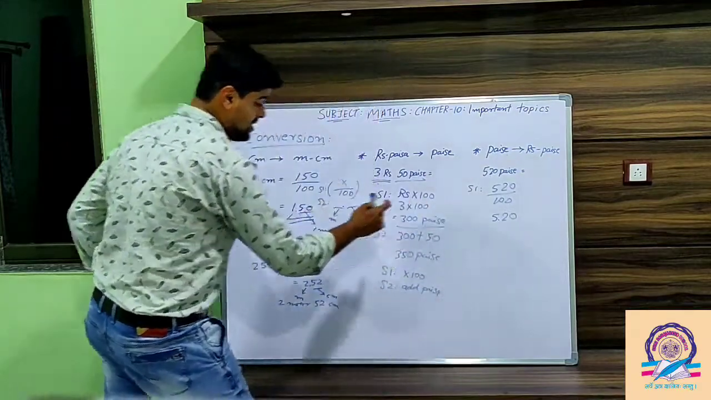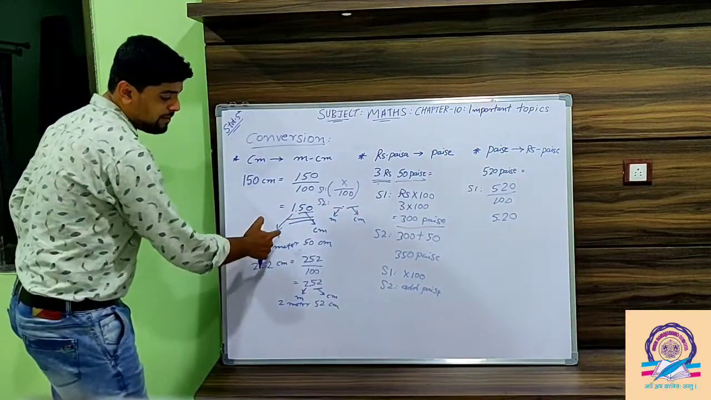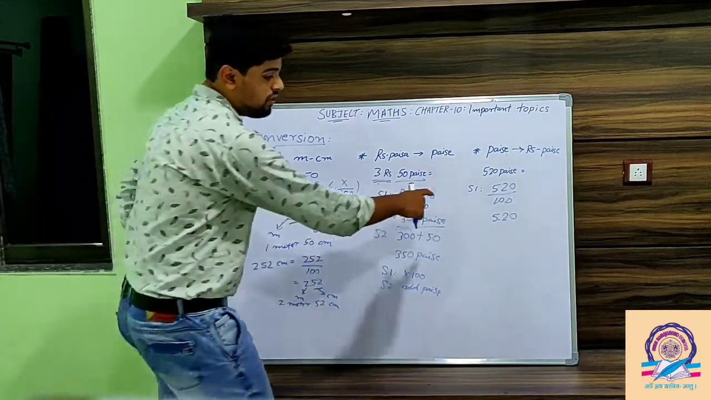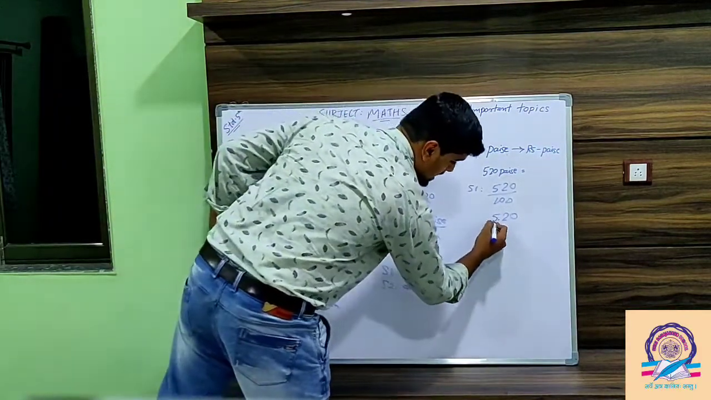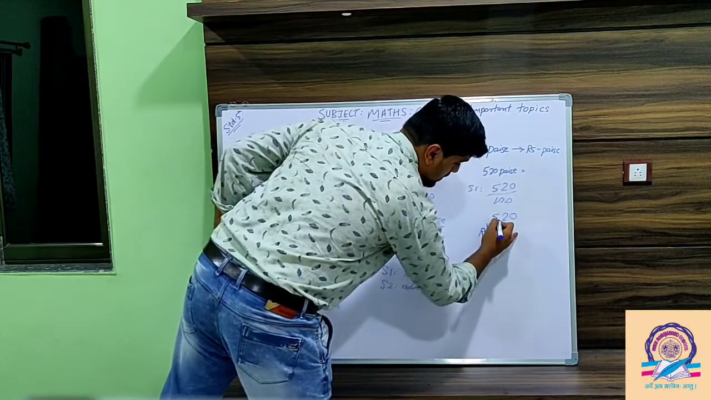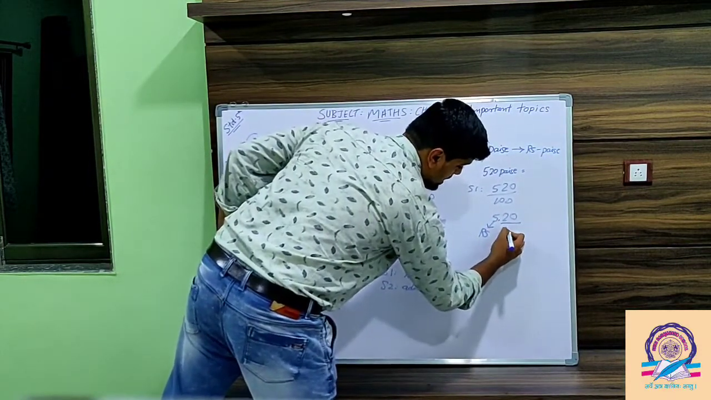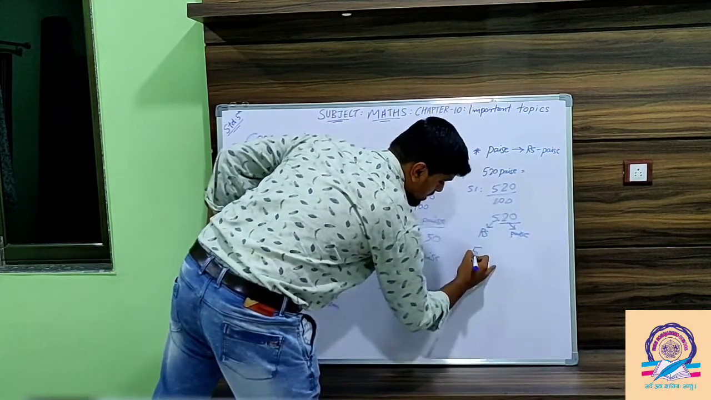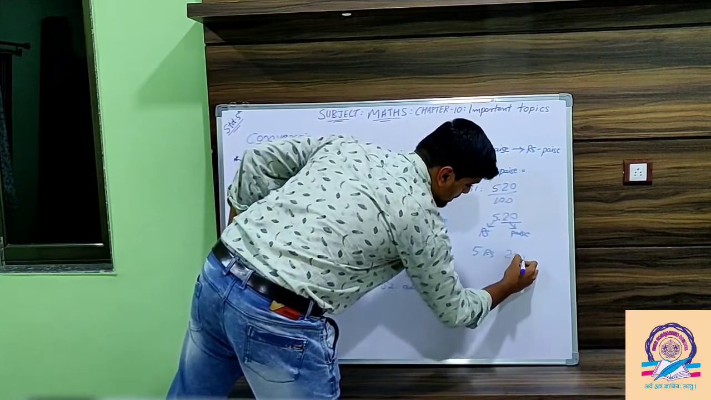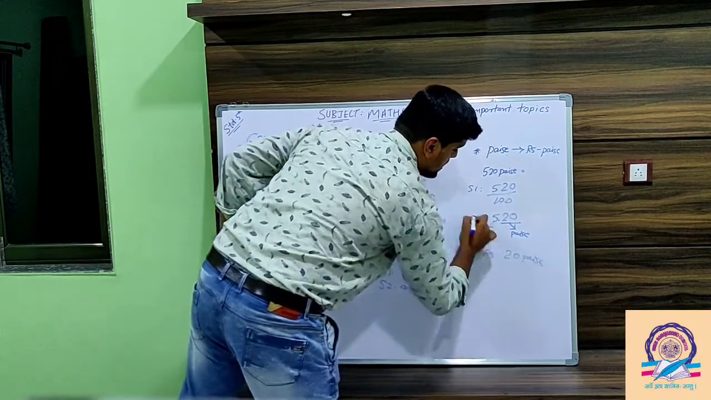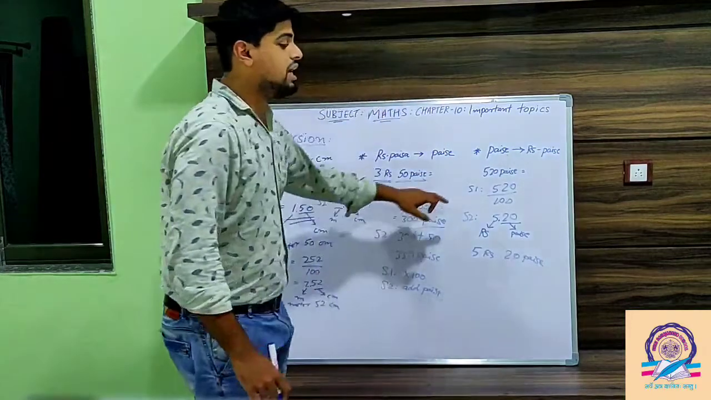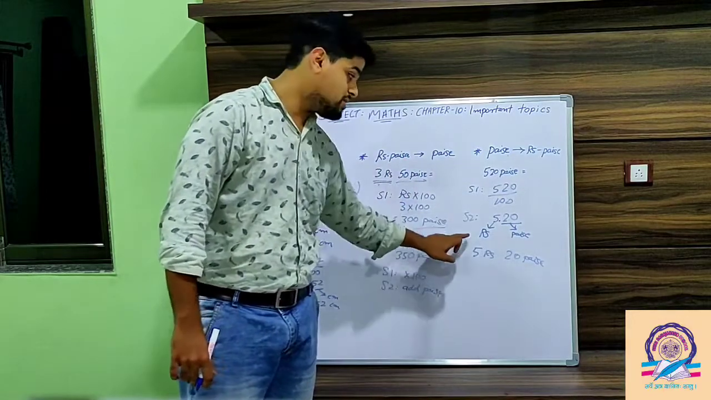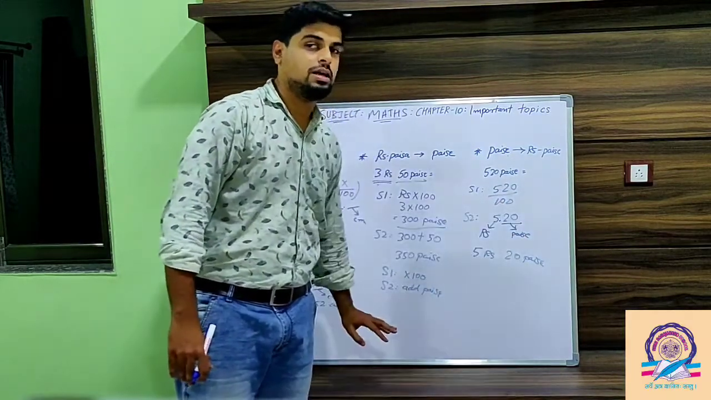Then again, the thing which we have done in meter and centimeter, where we wrote the left side digit as meter, here we have to write the left side digit as rupees and the digit to the right of the decimal as paise. So our answer will be 5 rupees 20 paise. Is it clear? In step 1 we divide by 100, and in step 2 we write the left side of the decimal as rupees and the right side of the decimal as paise.